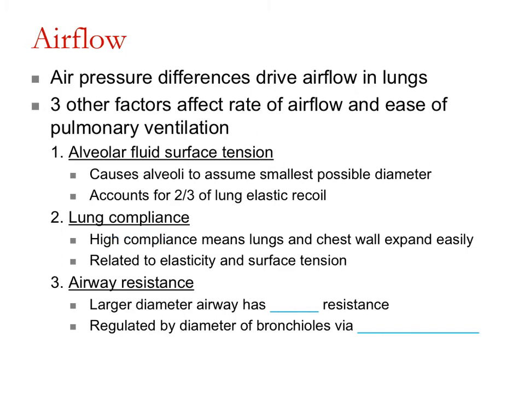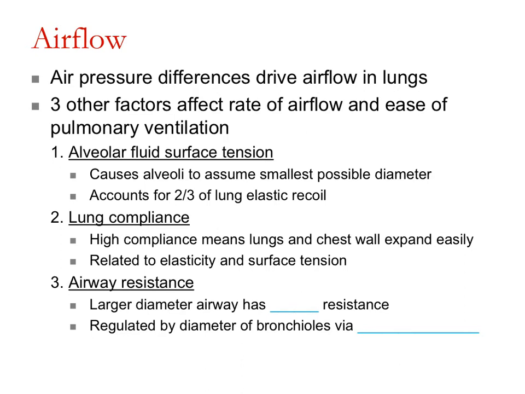Here's that word compliance again. What does compliance mean again? Ability to stretch and recoil. Okay, lungs have to have a super high compliance, which means both the lungs and the chest wall can expand easily. Okay, and it's related to elasticity, not just around each alveolus, but in and around the thoracic cage as well. That's why there's cartilage connecting the ribs to the sternum and not full bone. And of course, surface tension.